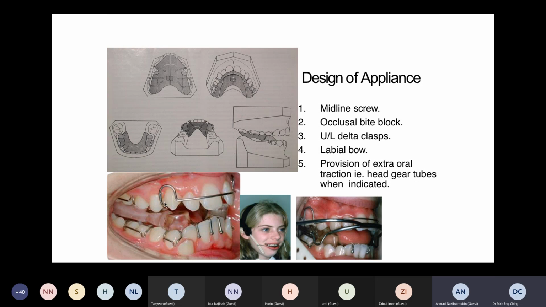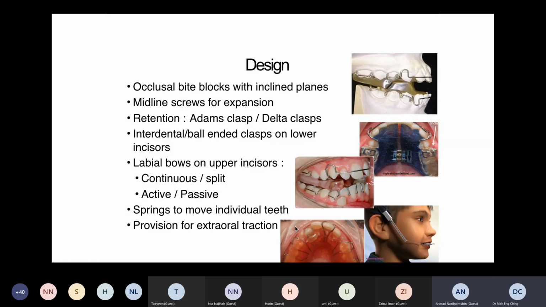So we can put a headgear tube, which is on the buccal side of the Adams clasps. You can solder a headgear tube so you can put a headgear extraorally, to get a better result. The main component of the twin block is the block. So we have the bite block with the inclined plane, about 70 degrees, this angle. These two blocks are the main component of the twin block. By its name, twin block means the block is the most important component.